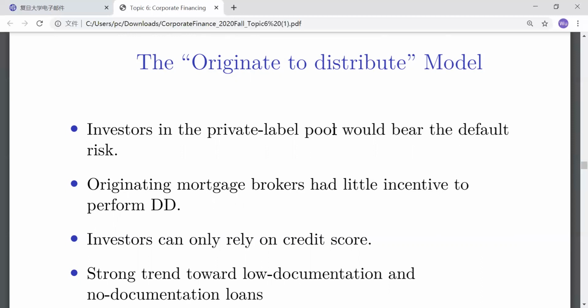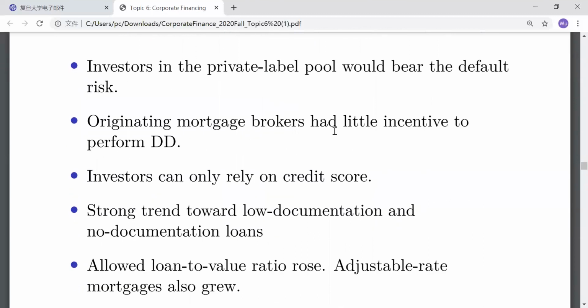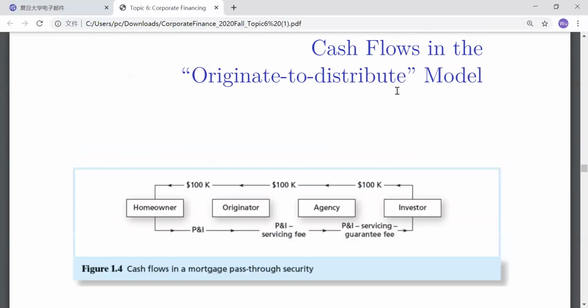So in our case, investors can only rely on the credit score. And then there's a strong trend toward low documentation, no documentation loans, right? That increases the risk investors are taking by buying those mortgage-backed securities. Again, these mortgage-backed securities are tied to the underlying mortgage. As long as people cannot pay back the mortgage, the mortgage-backed security breaks down. So this is the originate-to-distribute model.